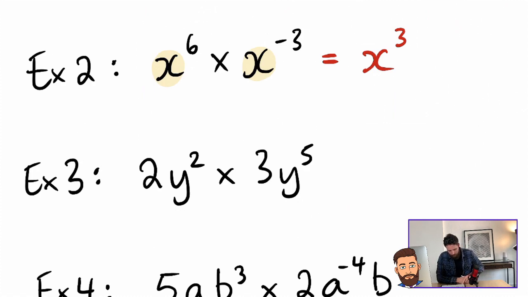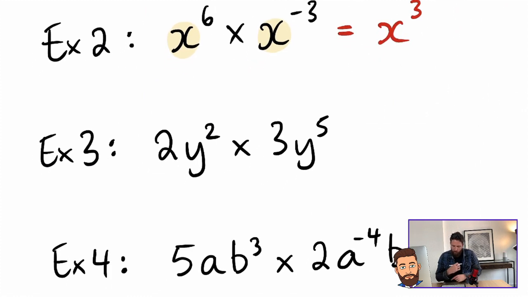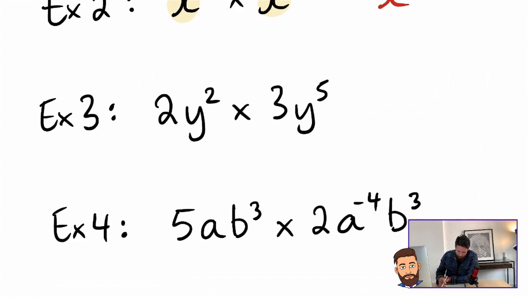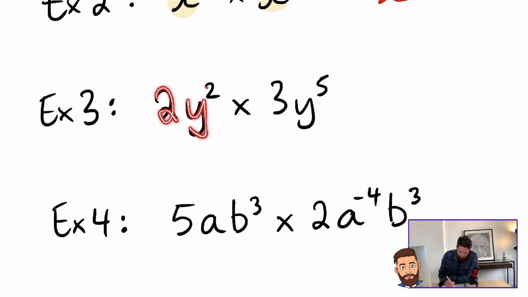Okay. The next two examples are where we keep that logic of understanding law 2, sorry, what we've just learned, and we combine it with some whole numbers as well. So we've got 2y squared times 3y to the power 5. Now, if those whole numbers, the 2 and the 3, were not there, it's quite a straightforward question. You've got the same base, there's a times, so you add the power.